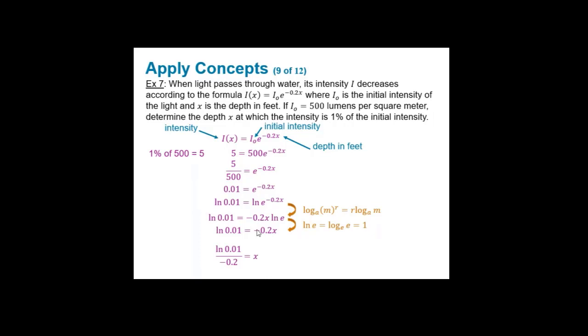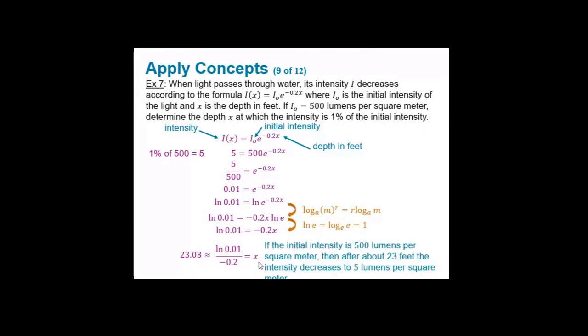Divide both sides by negative 0.2. That leaves me with x on the right. So if I substitute this into my calculator, I'm going to get about 23.03. So what does that answer mean? That means that if the initial intensity is 500 lumens per square meter, then after about 23 feet, the intensity decreases to 5 lumens per square meter.